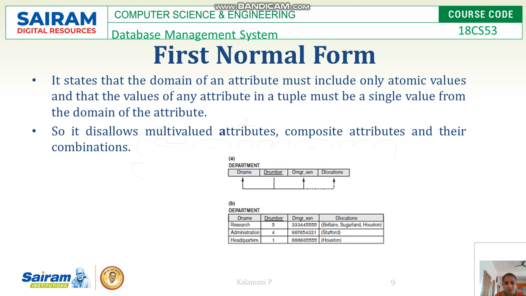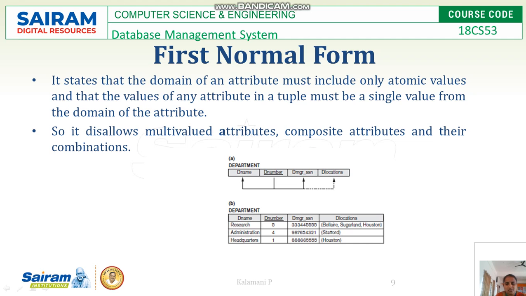So for example, here we will take the department relation. In the department relation we have four attributes: department name, department number, manager SSN and department location. Here, the department number defines all other attributes. The functional dependency here is department number defines department name, manager SSN and the department location.